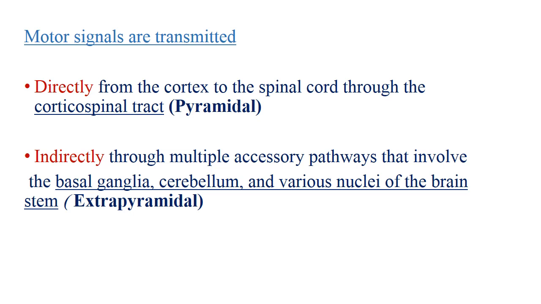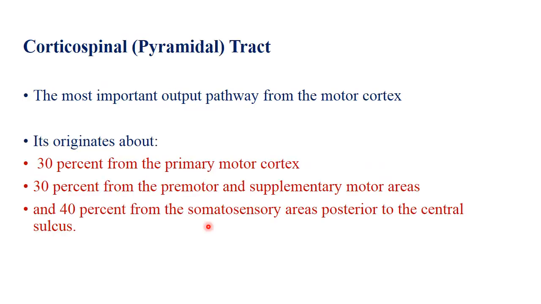It's an extra pathway, an accessory pathway between the motor cortex and spinal cord. The fibers pass through different brain structures like the basal ganglia, cerebellum, and other brainstem nuclei. This is called the extrapyramidal. Okay, we will start to talk about the first one, the corticospinal or pyramidal tract. This is the most important pathway. It needs to be intact for our movement to occur. It's the main pathway.